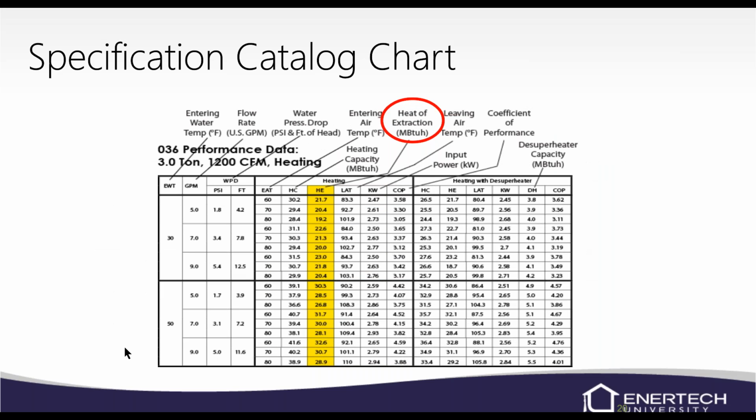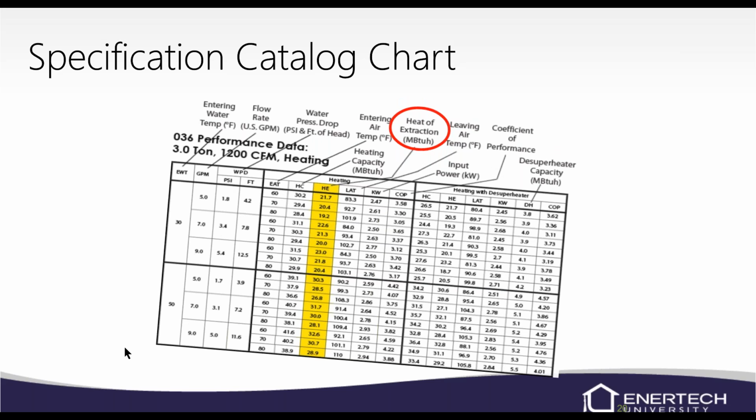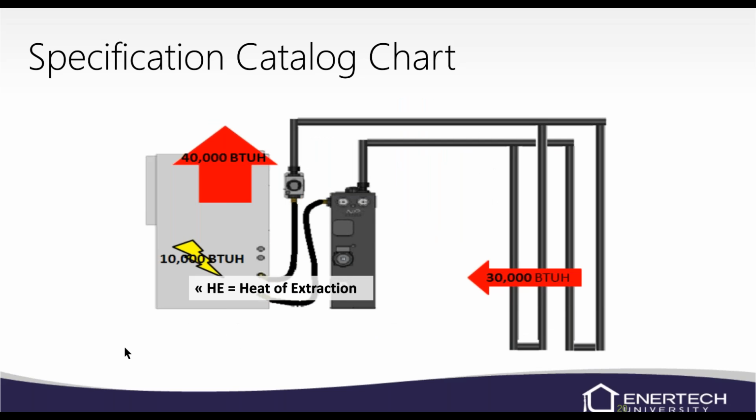The next column is HE. That stands for heat of extraction, and that's what we're pulling out of the loop field there, that 30,000 BTUs. And that's what we're basically going to cover today. We'll cover a few examples on that, so you guys can feel pretty comfortable about doing that, or at least getting the information and giving that to tech support so we can figure it out for you.